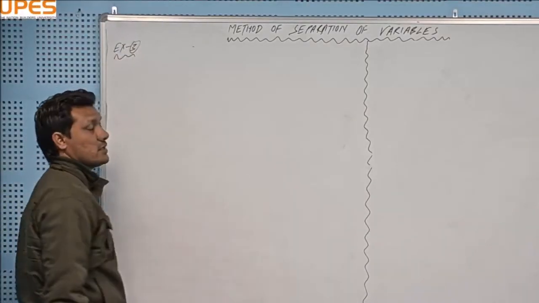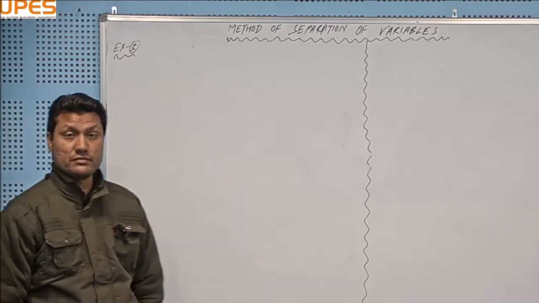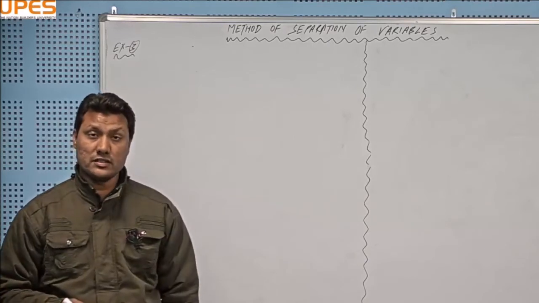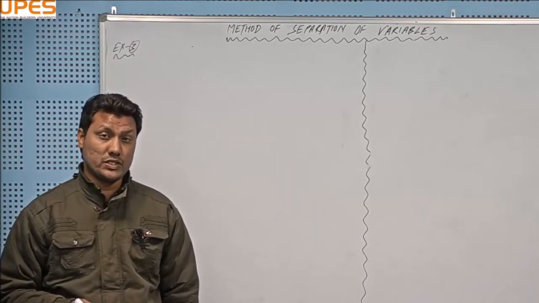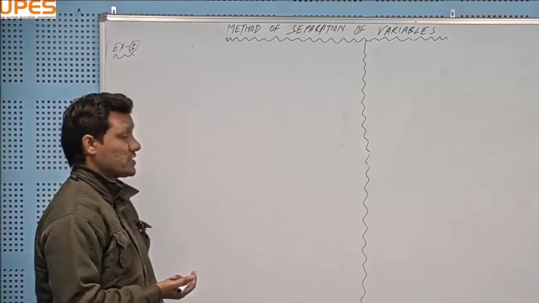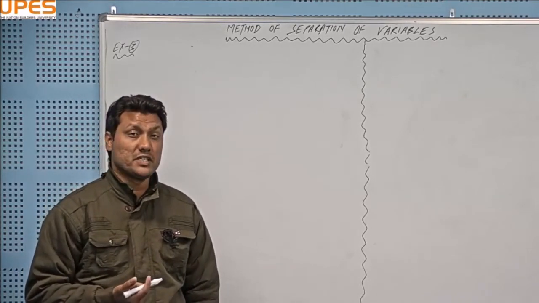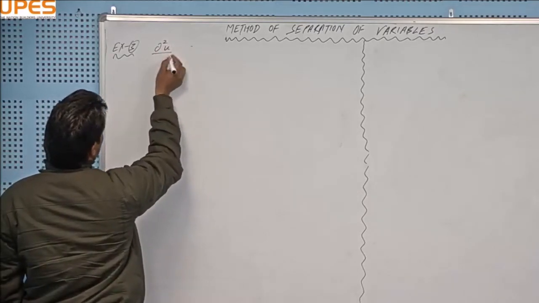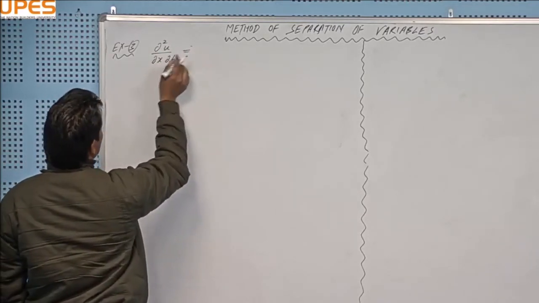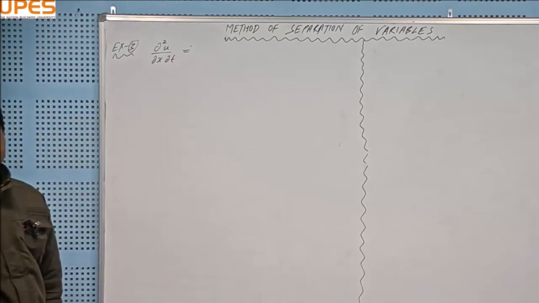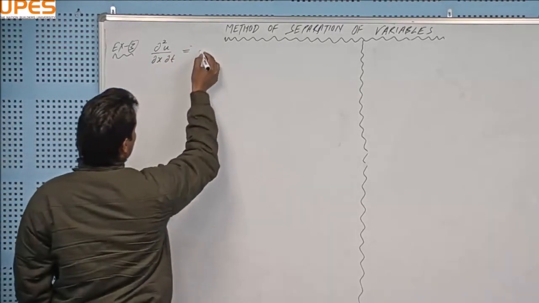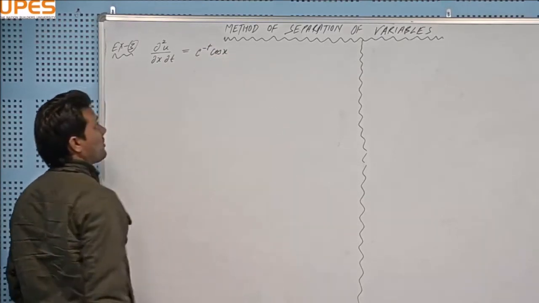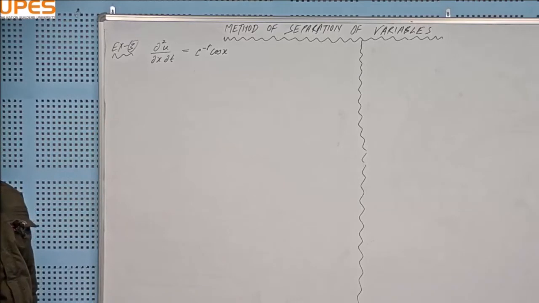That should contain some mixed derivative. So far I have done 2 examples in which both were containing the pure derivatives ux and ut, but this time I will be taking an example which contains the mixed derivative, and let me take the mixed derivative as uxt, or I should write it as del square u over del x del t. See, this is a mixed derivative, the second order mixed derivative. On the right hand side, I take some exponential function multiplied by some trigonometric function. Let me take e to the power minus t multiplied by cos x.